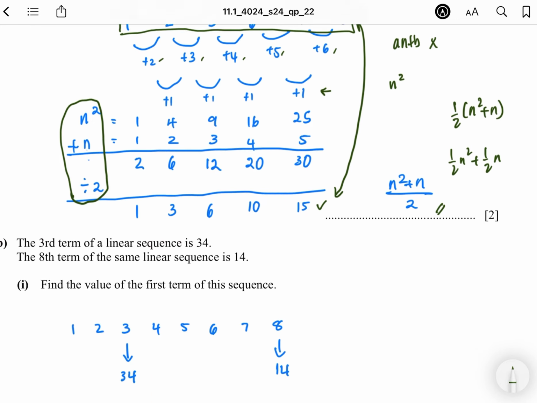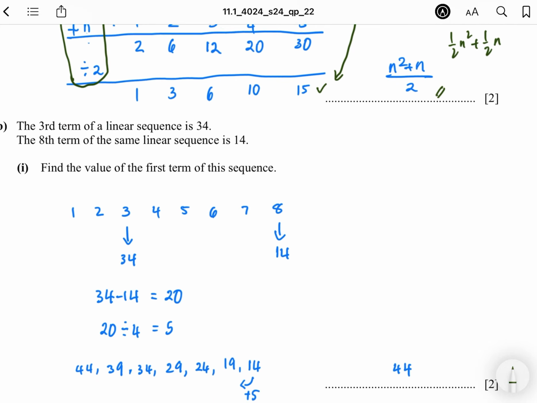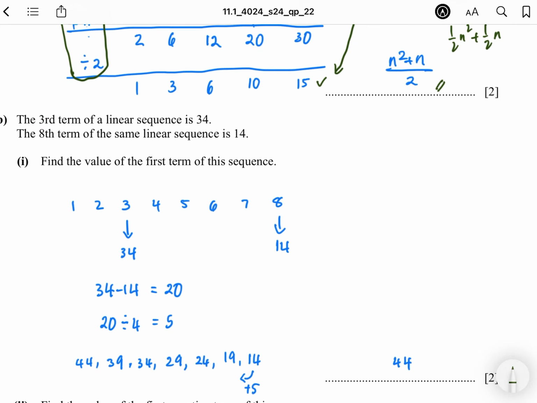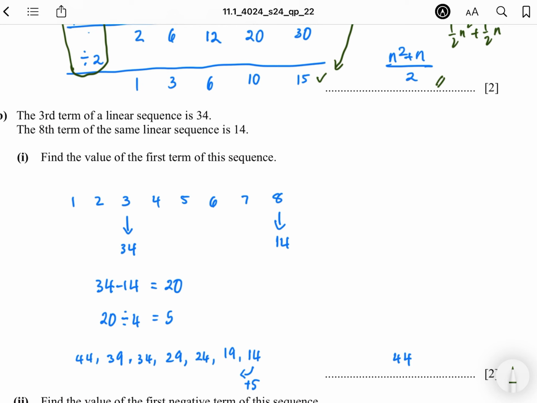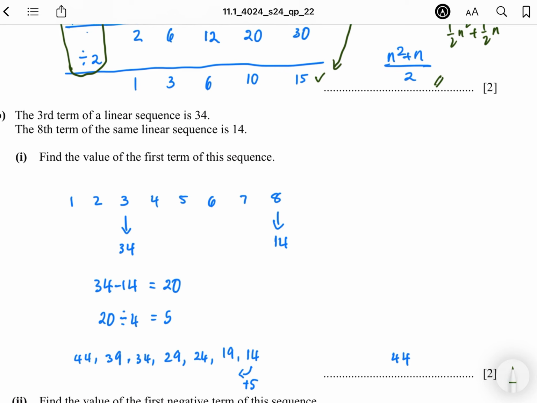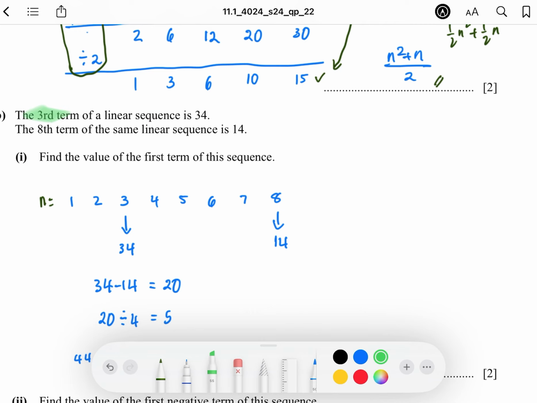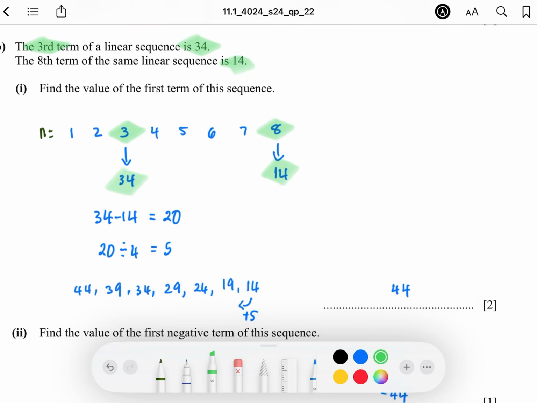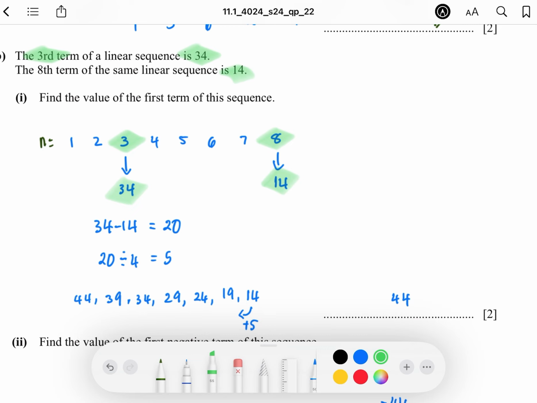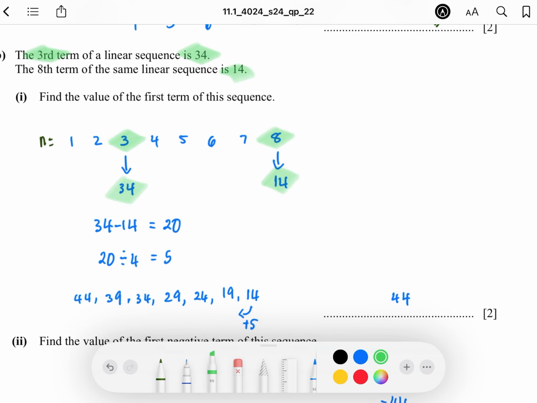Let's look at the next one here. The third term of a linear sequence is 34. The eighth term of the linear sequence is 14. Find the value of the first term of this sequence. So what this person has done is written down the n, and then following what is given, the third term is 34. The eighth term is 14. Okay, so let's check first the answers. 44. Find the value of the first term.